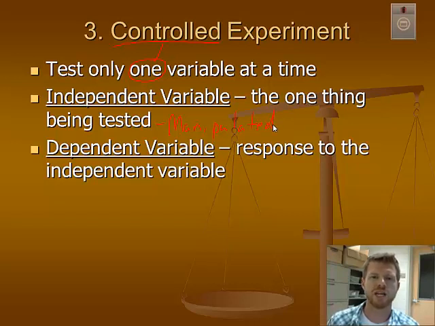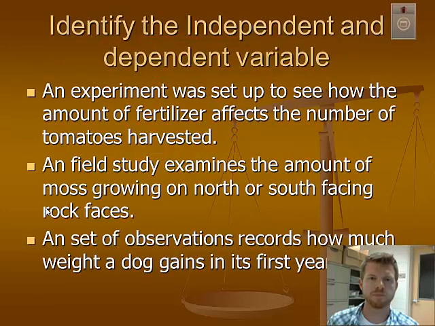Because we're actually changing it. We want to change it. And the response to that manipulation is our dependent variable. So response to the independent variable. It's important that you define both of these in your scientific experiments, and we're going to do a little practice identifying those here on the next slide.